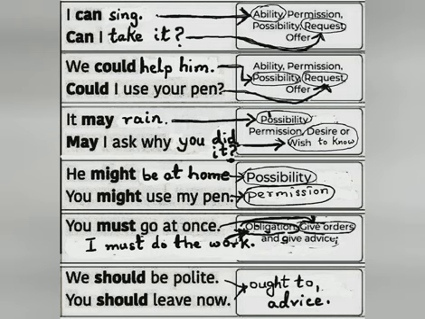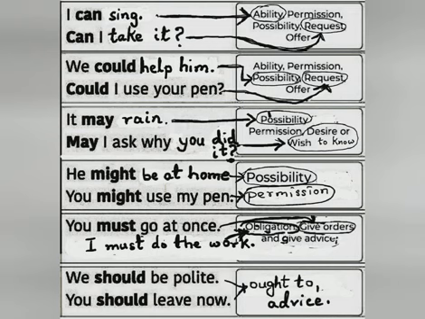You might use my pen. Permission is being granted here. You must go at once. Here, order is being given. I must do the work. Here, a willingness is expressed, or rather, an obligation is expressed that I must do the work. We should be polite.